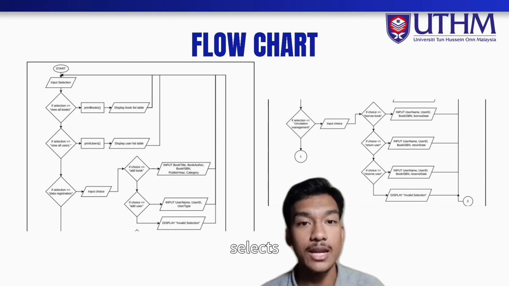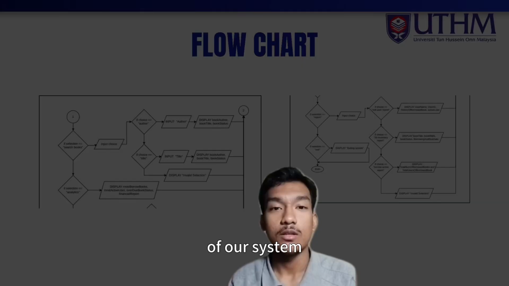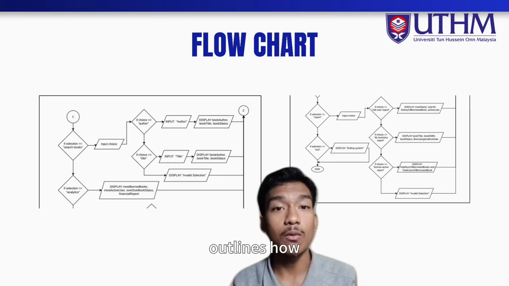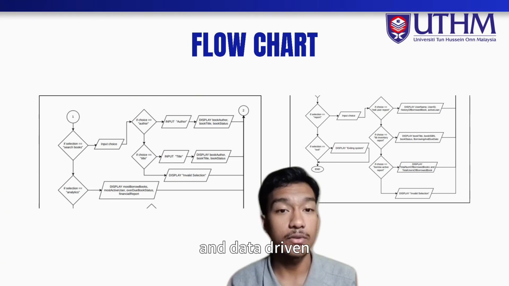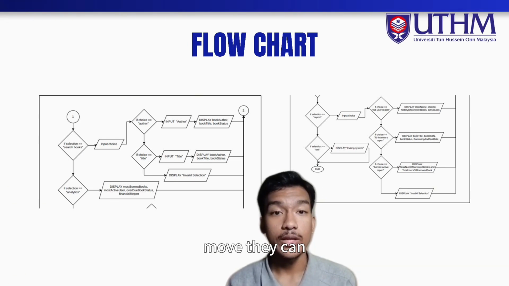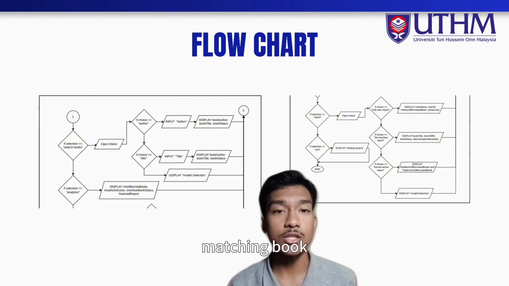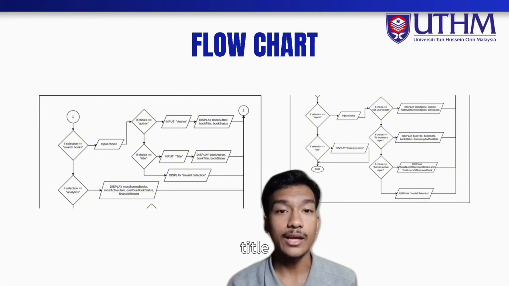So if the librarian selects an option outside of these categories, connector 1 passes the execution flow to the second phase of our system. Moving into the second part, the flowchart outlines how our system manages information discovery and data-driven insight. If the librarian inputs search book, they can choose to search by author or by title, both of which prompt for the search term and display matching book information including the author, title, and current book status.